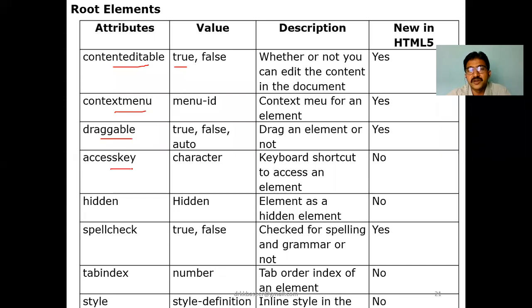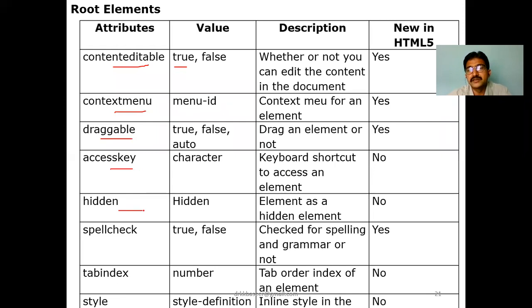Access key is nothing but the shortcut keys. When you want to open a particular link in the page, you can give an access key. Like when you press Control Z, it is undo. When you press Control X, it is cut. When you press Control C, it is copy. In the same fashion, when you want to open a new window, Control W. Like this, if you want to put any access keys for a particular element, you can do it.